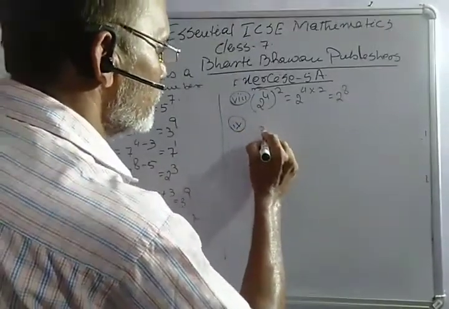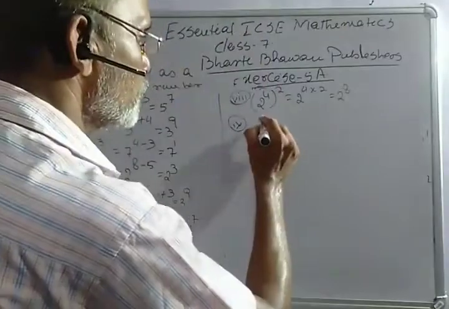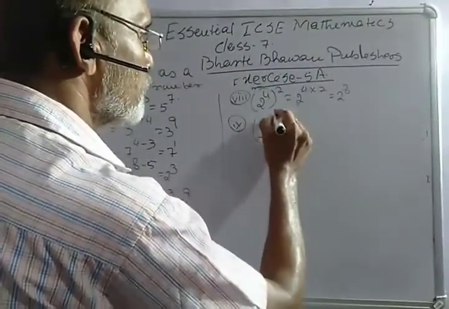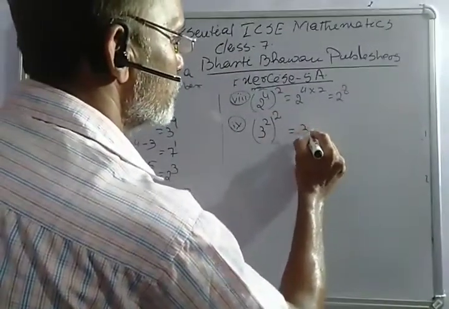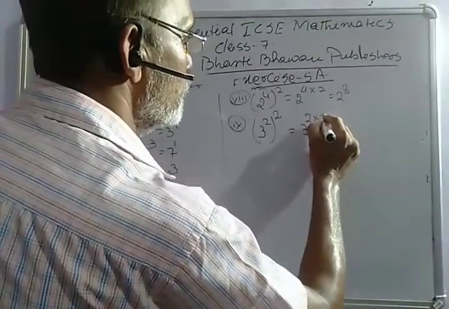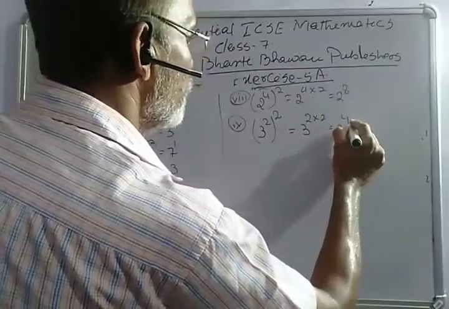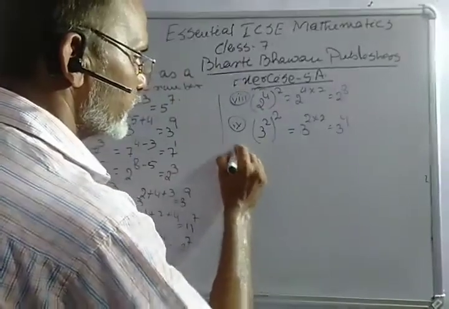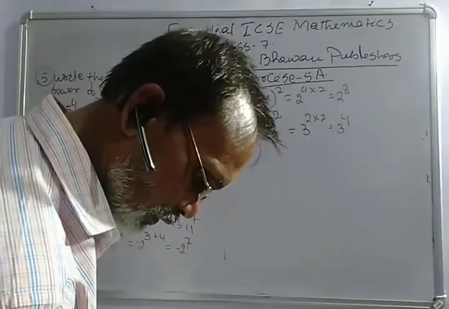3 to the power 2, whole to the power 2. This is equal to 3 to the power 2 into 2. This is equal to 3 to the power 4. Then number 10.